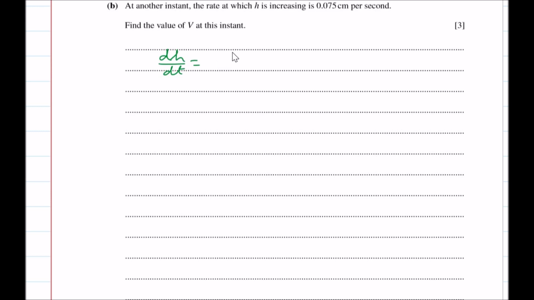500 divided by 4 times 25 plus h whole square. In this case, dh by dt is given as 0.075, so 0.075 is equal to 500 divided by 4 into 25 plus h square.